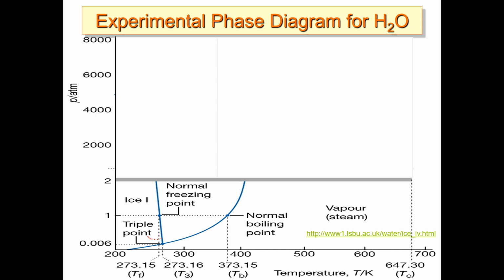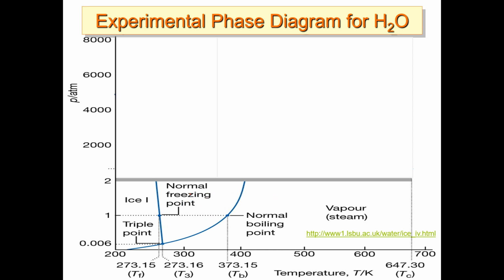So we have the triple point, and for water that would be defined as 0.006 atmospheres and 273.16 Kelvin. The normal melting point and boiling point at 1 atmosphere is 273.15 and 373.15. You've seen those before. That's 0 and 100 degrees Celsius. So you have steam over here. So this is the PT diagram you're used to seeing.